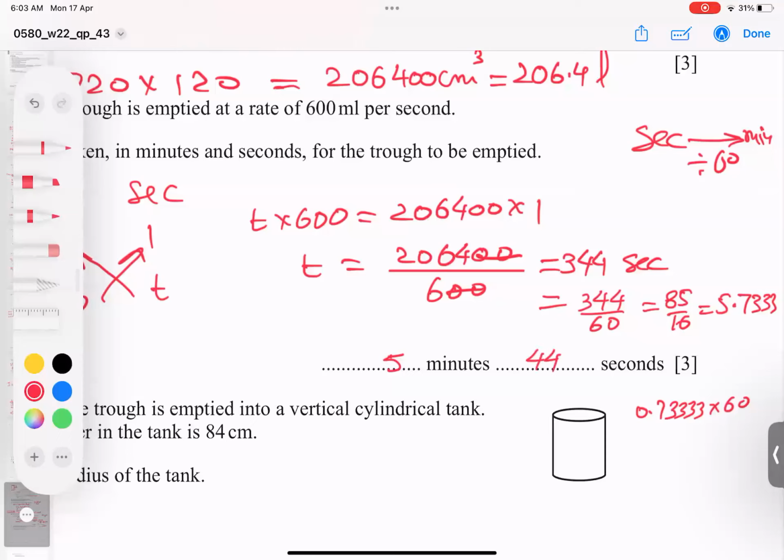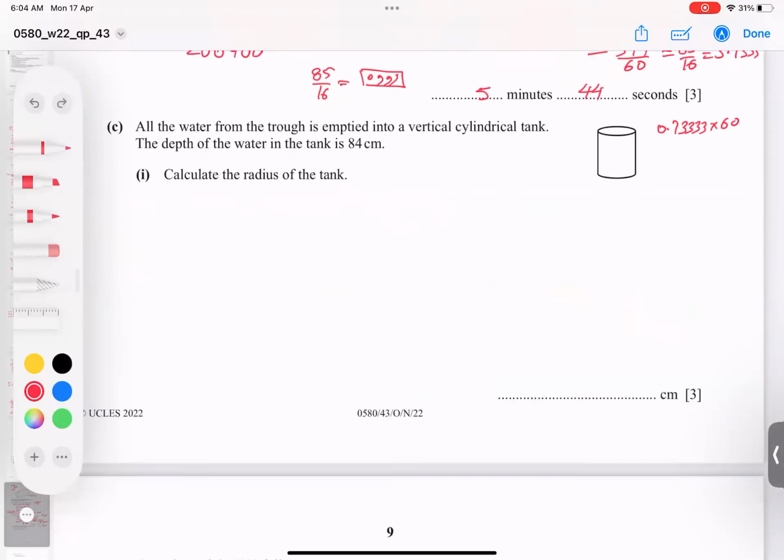But you know, students, we have a special key available. I show you. If you press 86 over 15, press the equal sign, and then a special key available is called the time function. If you press this one, you get it automatically: 5 hours and 44 seconds. I hope the point is clear.